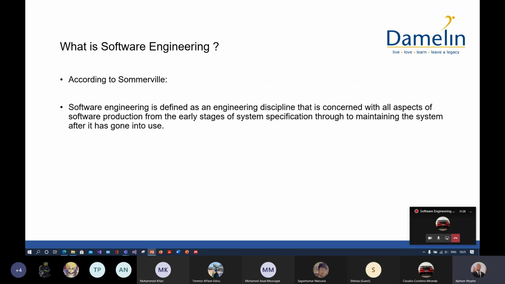how do we then define software engineering? And this guy, Sommerville, is the author of the prescribed textbook, okay? And this is how he defines software engineering.